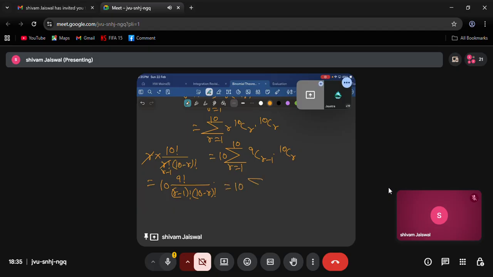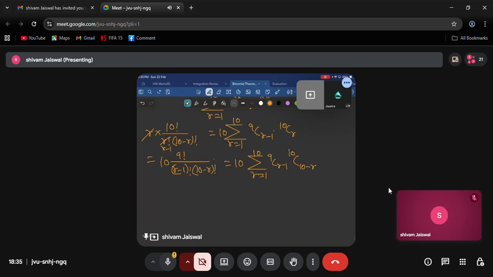10 into summation of r equal to 1 to 10, 9C(r minus 1) into 10C(10 minus r). We can use Vandermonde's identity. This will become 10 plus 9, 19. 10 into 19C9, since (r minus 1) plus (10 minus r) is 9. It is coming as 10 into 19C9.